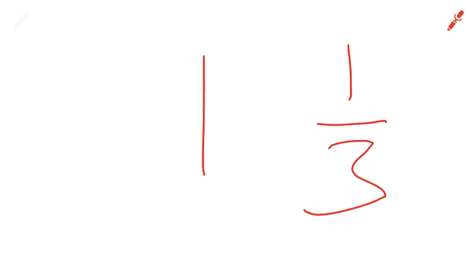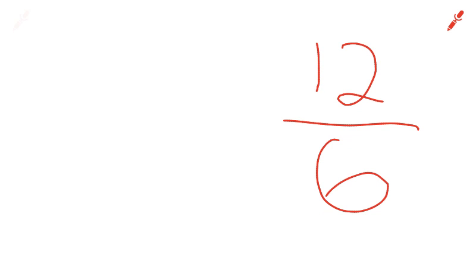The next one, 6 over 7. Smaller number on top. That is proper. Next one, 1/3. Smaller number on top. That is proper. Next one, 12 over 6. Bigger number on top, so that is improper. Next one, 3 over 2. Bigger number on top, so that is improper.